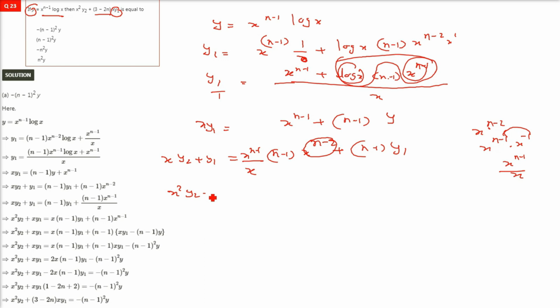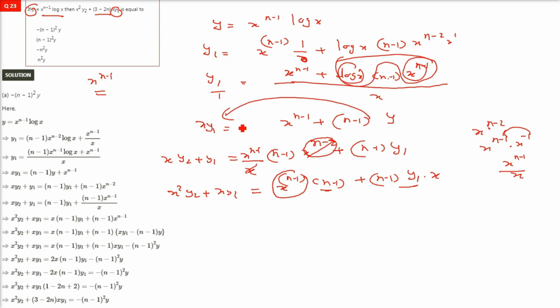So x square y2. I'm multiplying everything with x now. x square y2 plus x y1 is equal to x to the power n minus 1, and this x will go, plus n minus 1 into y1 into x, because we have multiplied it by x. So we got x raised n minus 1, n minus 1 into y1 dot x. So x raised n minus 1. We have to replace it because there is no x raised n minus 1 in the final answer.